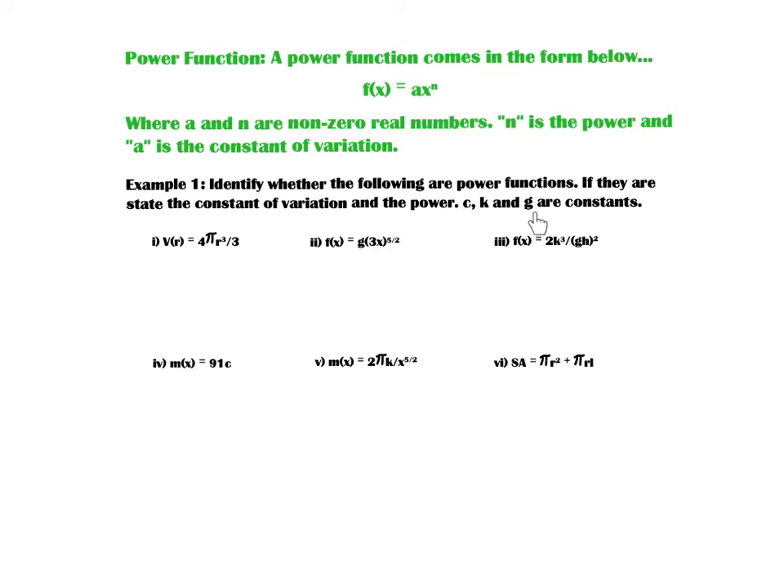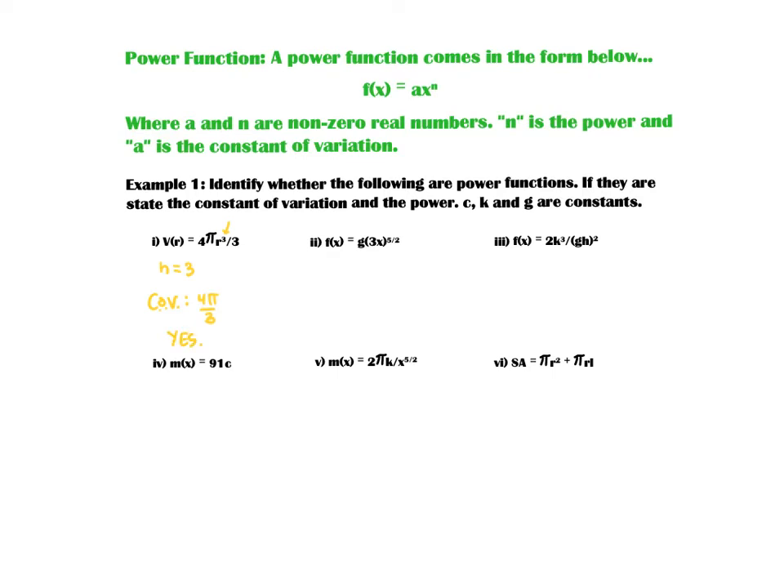C, K, and G can be considered constants in each of these situations. So let's look to see if A and N are non-zero real numbers. So it looks like N, our power, is going to be 3, right? This 3 right here. Whereas our constant of variation, COV, will be 4 pi over 3. Okay, so yes, this would be a power function.